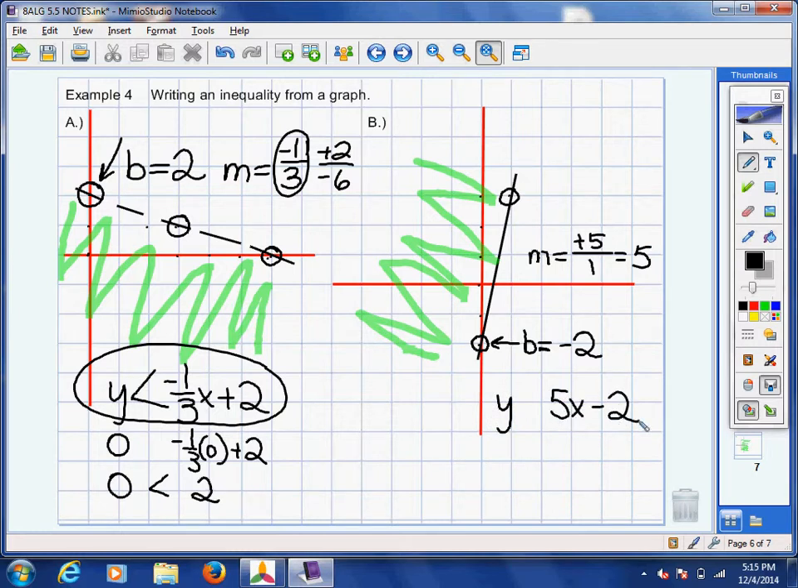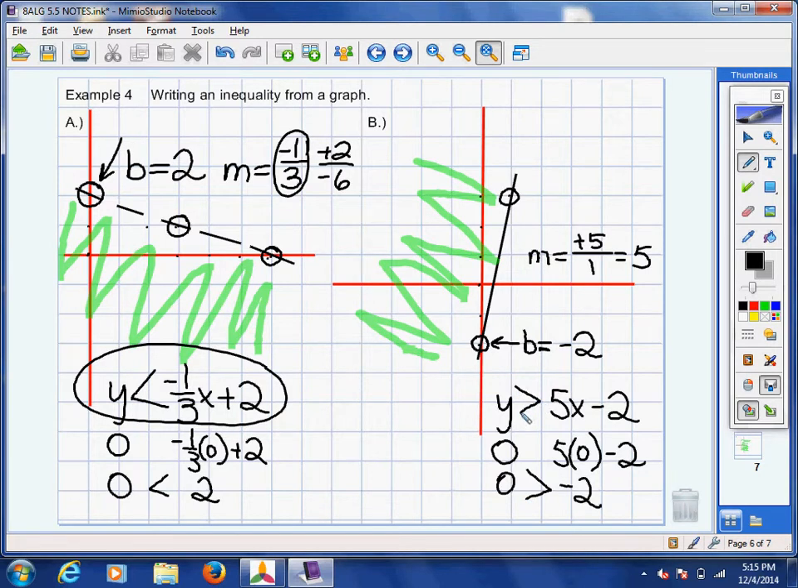Now, I've got to decide how the shaded area is. The shaded area is to the left of the line, and 0, 0 is on that side. So I'm going to plug in 0 again for x and y, and I'm going to see how it relates. So 5 times 0 is 0, 0 minus 2 is negative 2. How does 0 relate to negative 2? Is 0 bigger than negative 2? Is 0 smaller than negative 2? Hopefully you said 0 is bigger than negative 2, because it is.